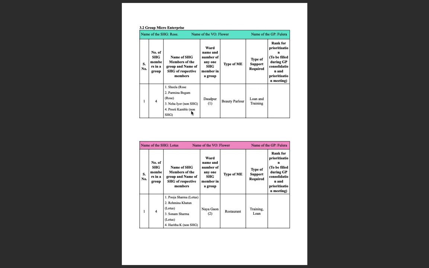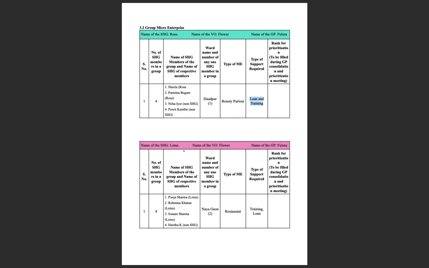So as I have said before, even non-SHG members can come up with SHG members and might want to do a group micro enterprise or a group farming or a group animal husbandry. Ward name and number of any one SHG member of the group has to be written, which is Daudpur here. The type of ME they want to do is beauty parlor, for which they want loan or training. The column for rank has to be left blank.